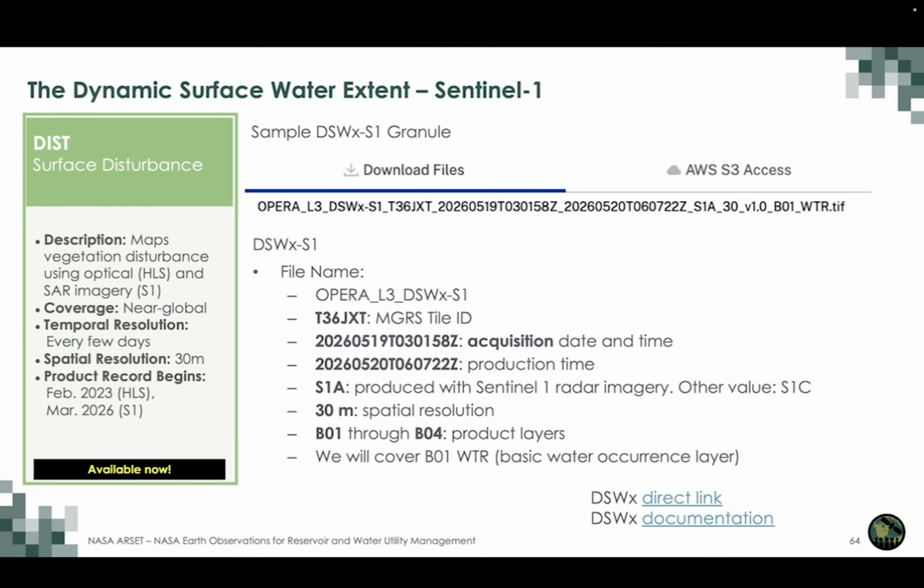The file indicates Sentinel-1A radar imagery. Because radar penetrates clouds, it is a critical tool during heavy precipitation events. It maintains a 30-meter spatial resolution, but contains 4 distinct data layers instead of 10. As with optical data, our primary focus for hydrologic modeling is Band 1, the basic water occurrence layer, for mapping surface water extent.